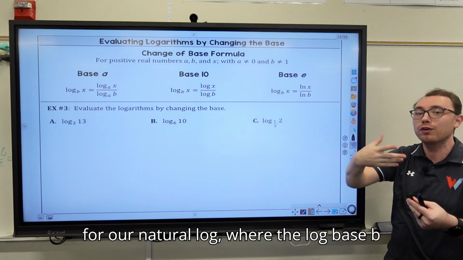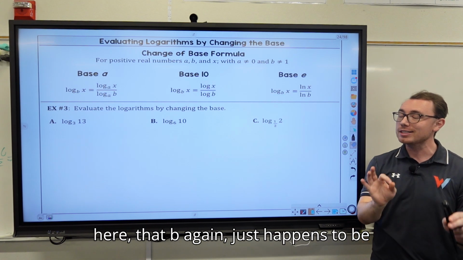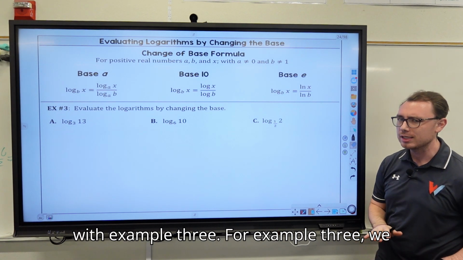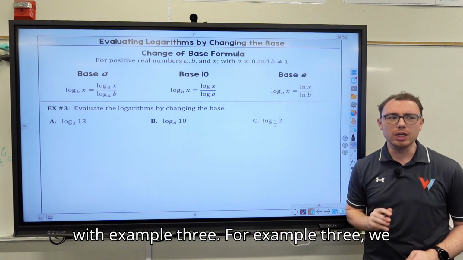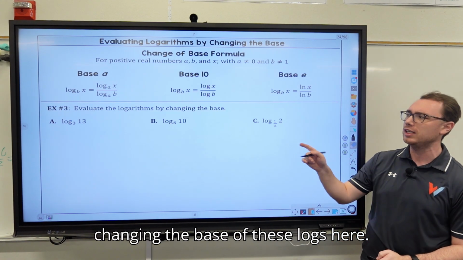And that's also true for our natural log, where the log base here just happens to be equal to e. Let's put this into practice with example 3. For example 3, we want to evaluate the log functions by changing the base of these logs here.